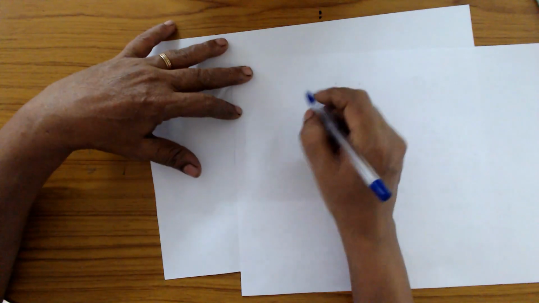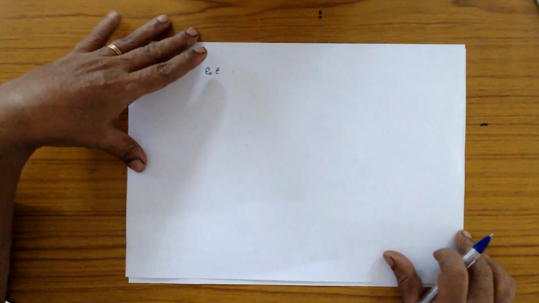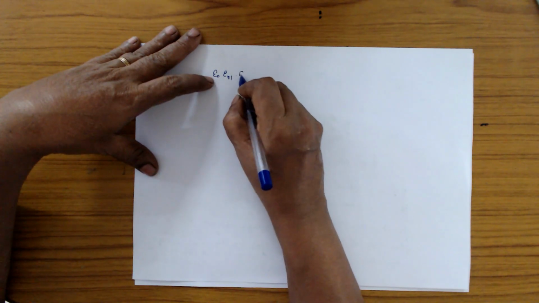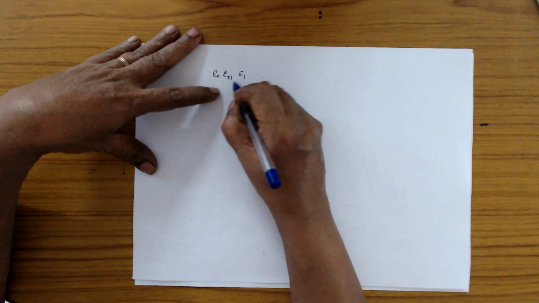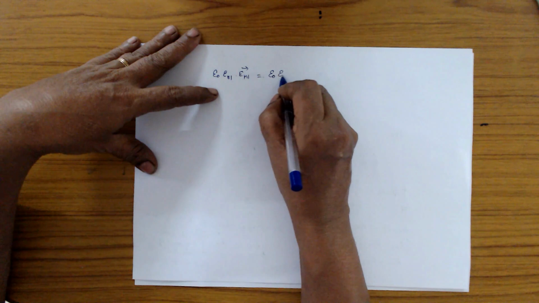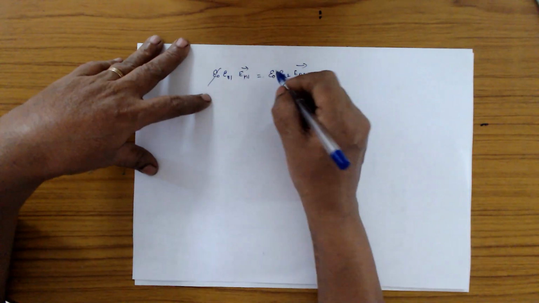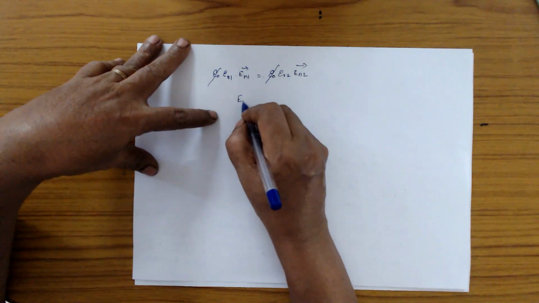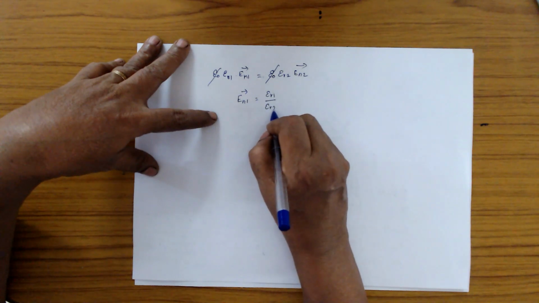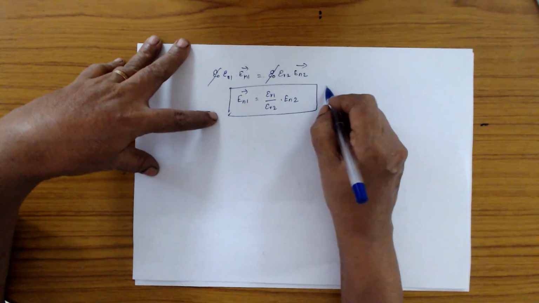Therefore, epsilon naught epsilon r1 into En1 is equal to epsilon naught epsilon r2 into En2. The epsilon naught gets cancelled out. The En1 component is equal to epsilon r2 by epsilon r1 into En2. Now this is my fourth condition, my fourth equation.